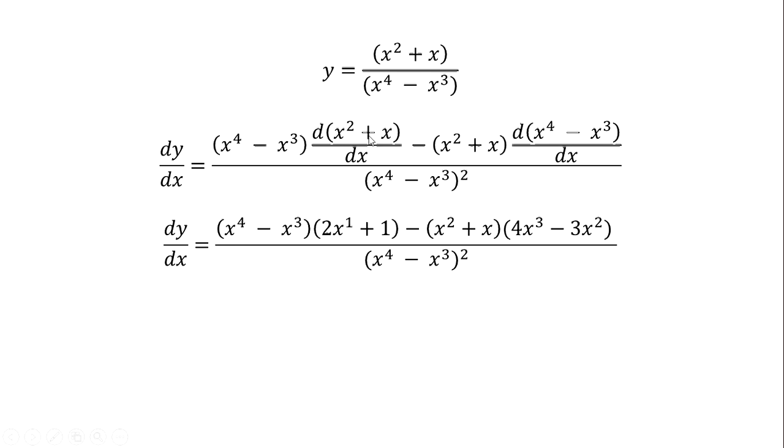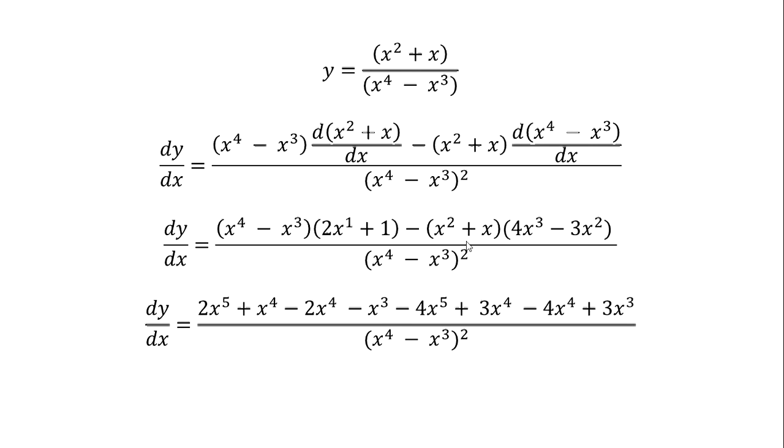And when you simplify this, you will get x^4 minus x^3, that's the denominator function. When you differentiate x squared plus x using the power rule of differentiation, you will get 2x plus 1, minus x^2 plus x, that's the numerator function. Then the differentiation of the denominator function, that is 4x^3 minus 3x squared, divided by (x^4 minus x^3) squared. And then you can simplify it even further and you will get this.